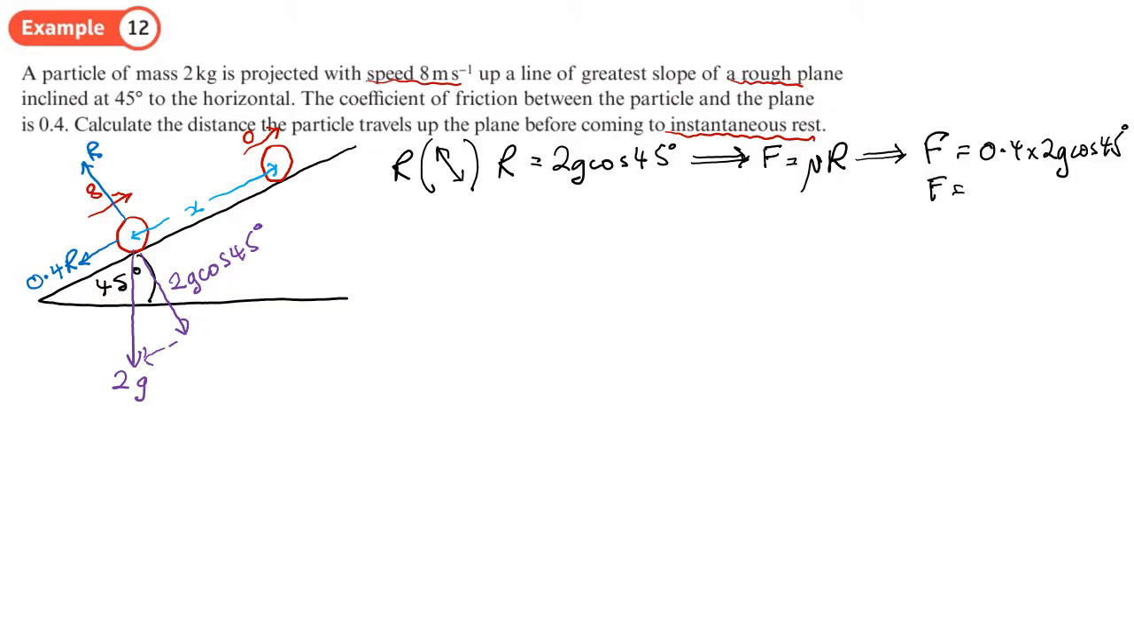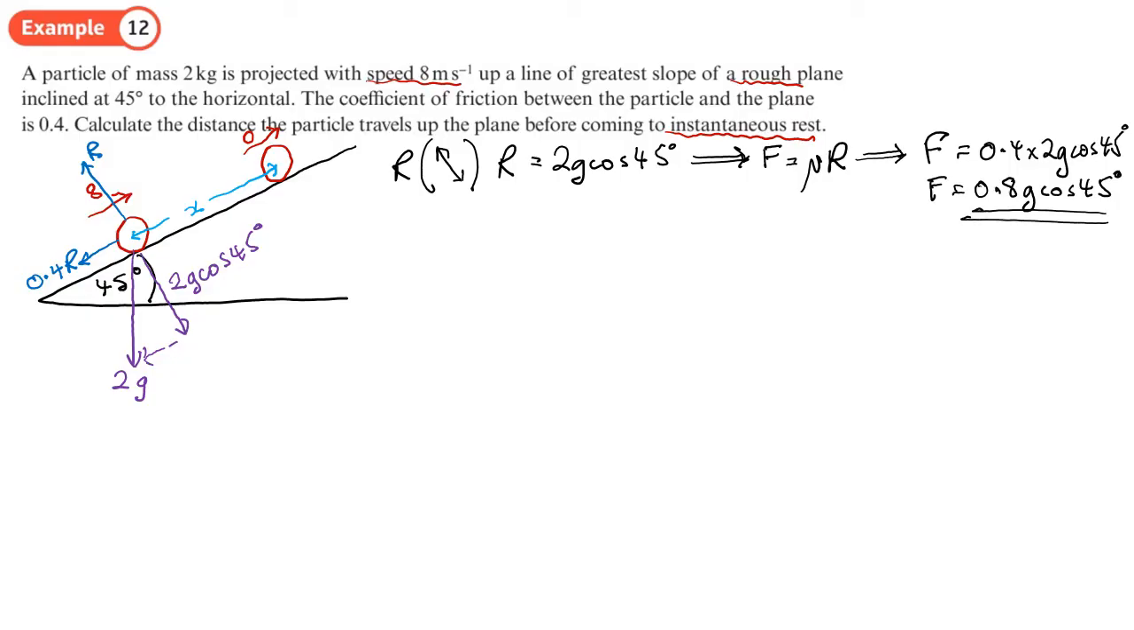times 2 times 9.8, 7.84 cos 45. I'll tell you what, 0.4, let's leave it in terms of g, so 0.8g cos 45. I'll leave it like that for now. So that's the frictional force.